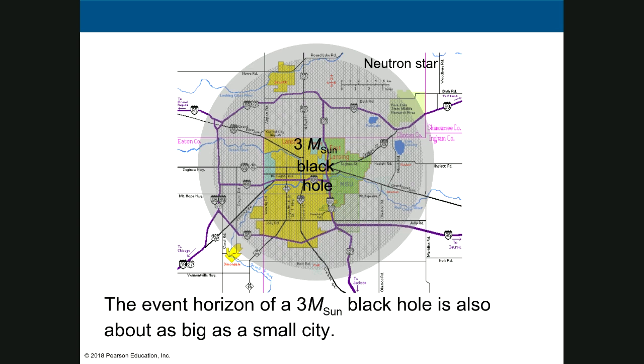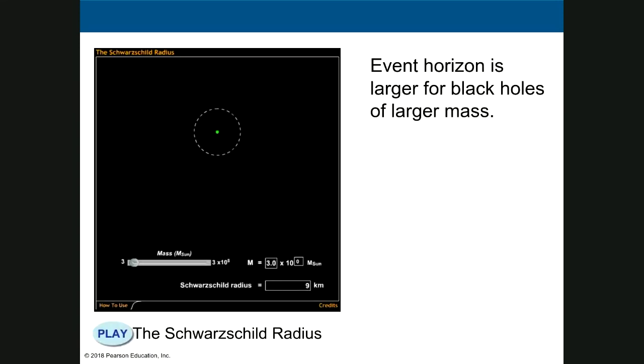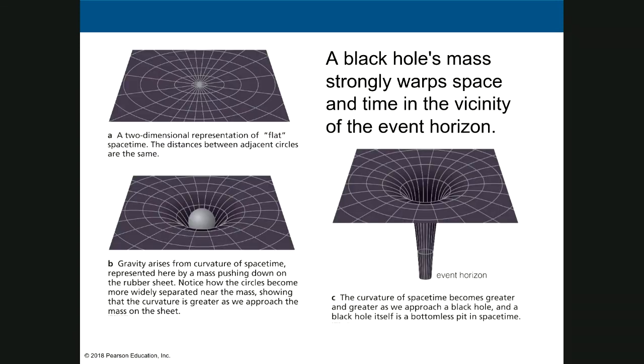Now, the event horizon of a black hole is about the same size as a neutron star, a little smaller. Okay, so it's about the size of a small city. However, the black hole itself can be thought to be atomic or subatomic in size. And again, we don't know what happens inside.